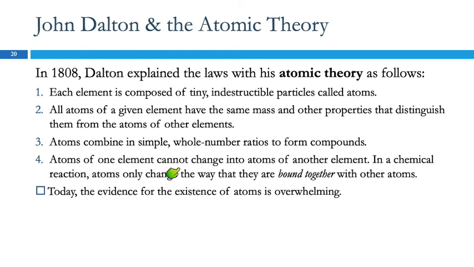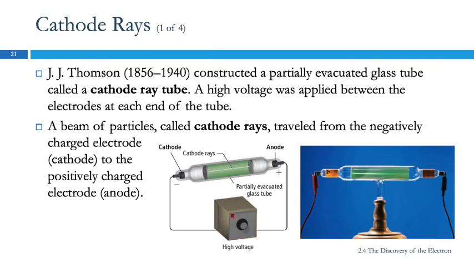Atoms of one element cannot change into atoms of another element. That can happen in nuclear reactions. But in a chemical reaction, that does not happen. So now with things like scanning tunneling microscopy, the evidence for the existence of atoms is overwhelming. But back then, it was a big deal.